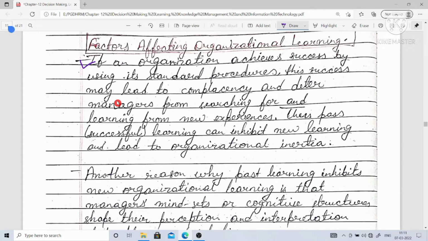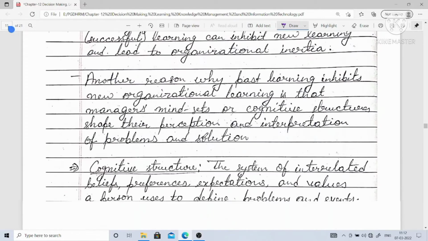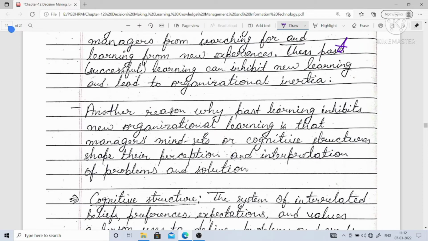So past success deters the organization from changing and learning new things. Whatever procedures helped the organization succeed in the past block the organization from finding new ways of doing things. Here it is written, thus past successful learning can inhibit new learning and lead to organizational inertia. That past learning inhibits the present new learning, and that is organizational inertia.